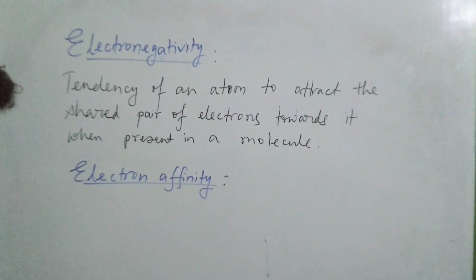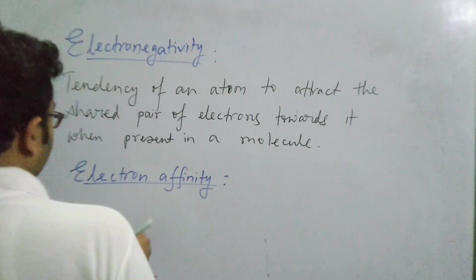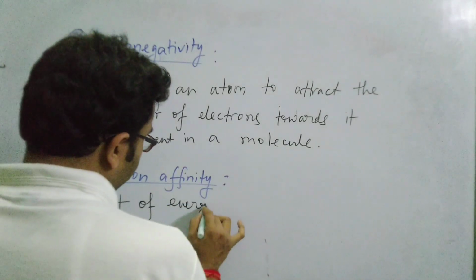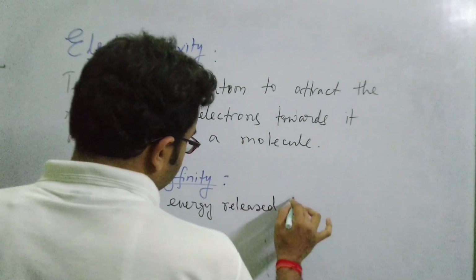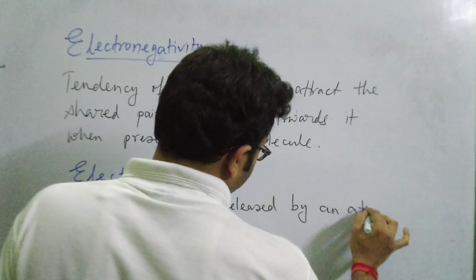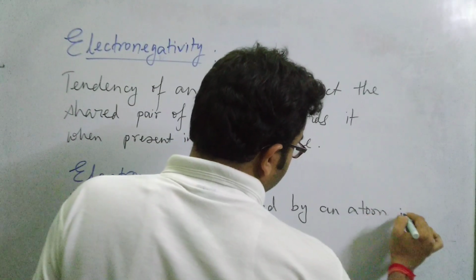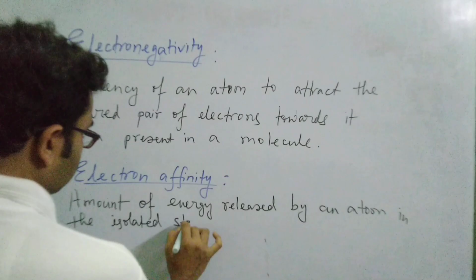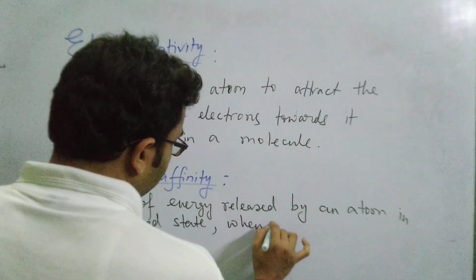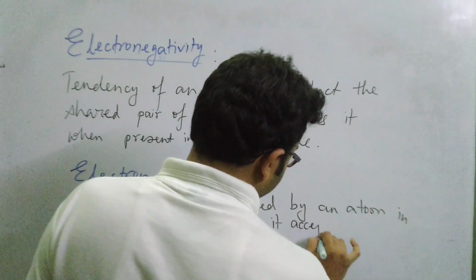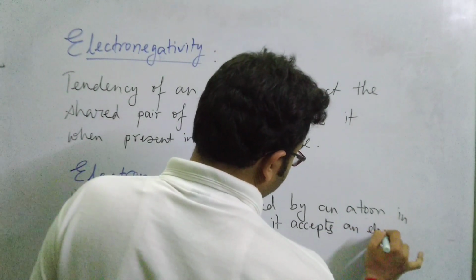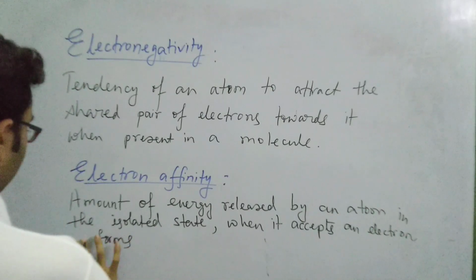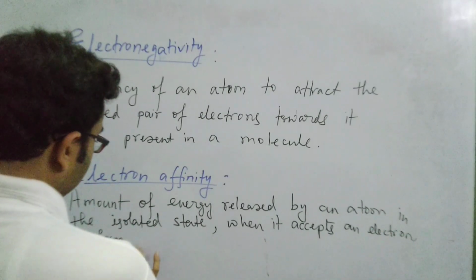So electron affinity can be said to be the amount of energy released by an atom in the isolated state, note this term, when it accepts an electron and forms a negatively charged ion.